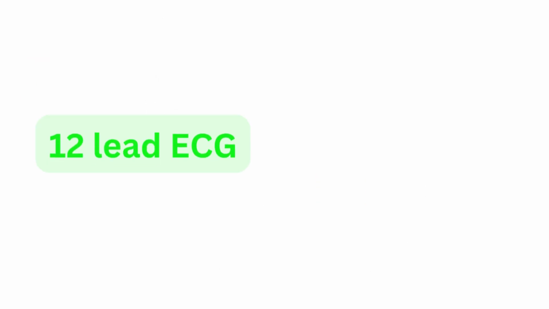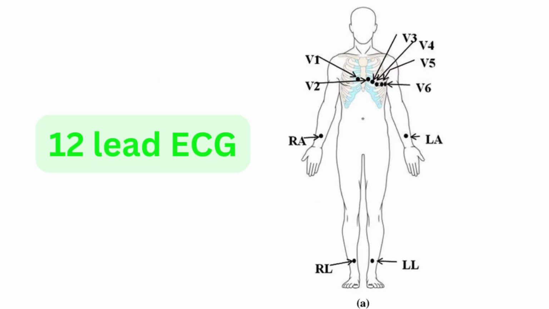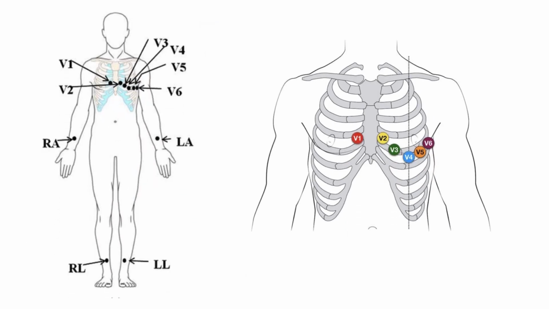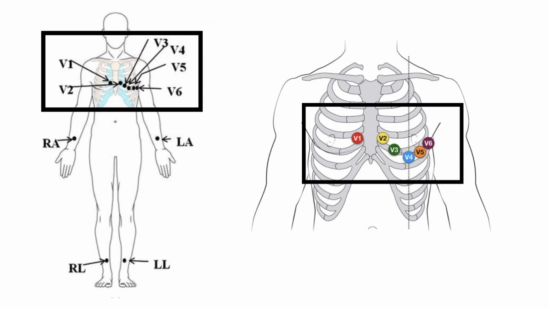The majority of hospitals use a 12-lead ECG in which 3 are bipolar limb leads, lead 1, 2, 3. 3 are augmented unipolar limb leads, AVR, AVL, AVF. 6 are precordial unipolar chest leads V1, V2, V3, V4, V5, V6.